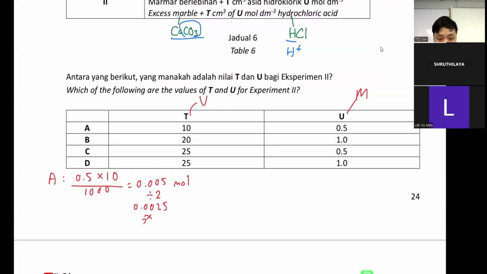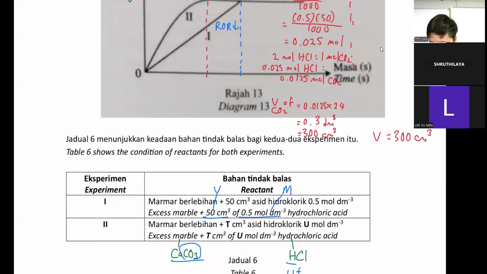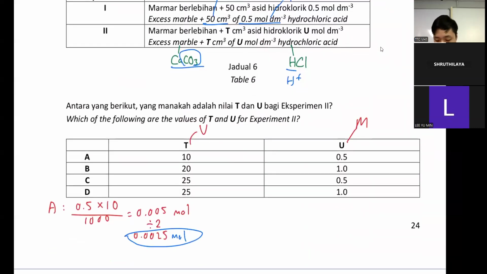0.0025 times molar volume 0.06, which we get 600 cm cube. No, you do until here. You see, you do until here, you already know the mole is not equal. I do until here already, I know. If I don't get 0.0125 mole, wrong. Right? So A is not correct.